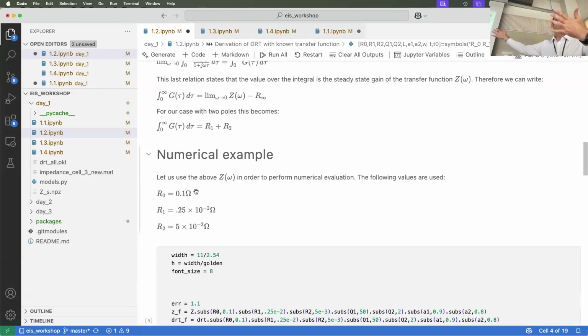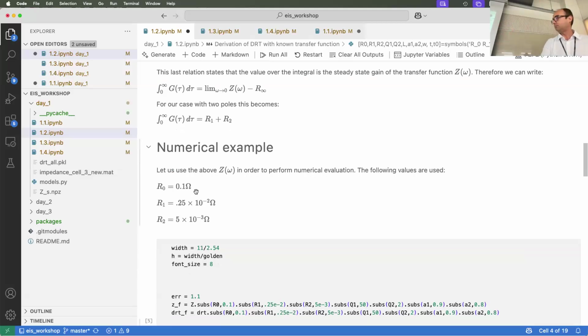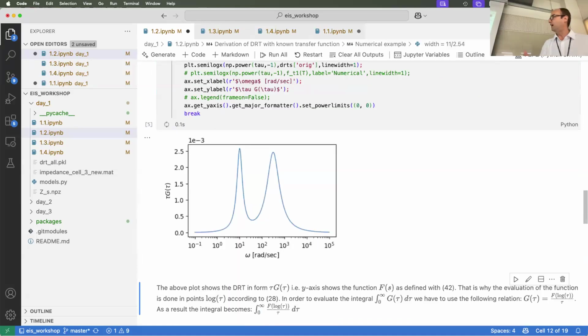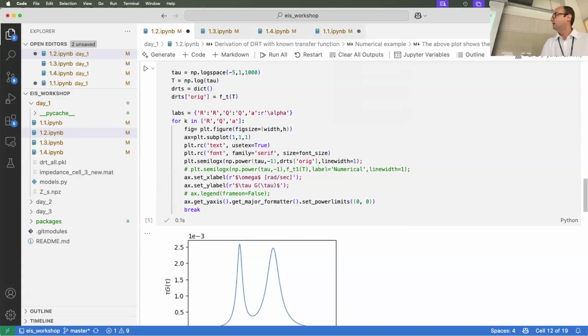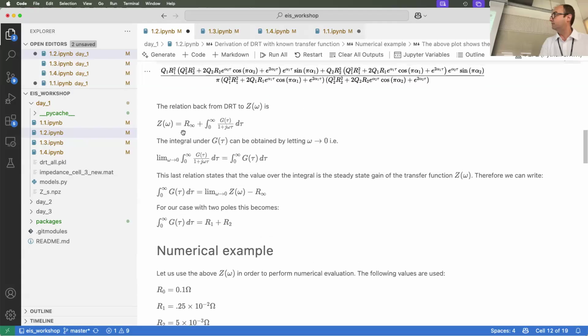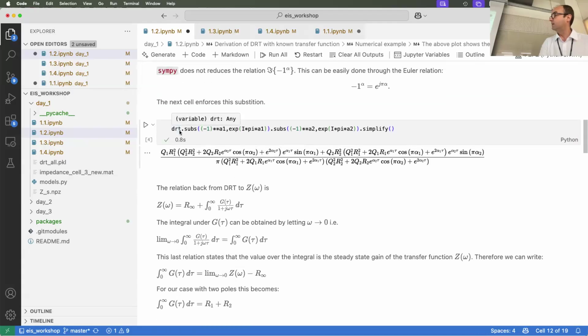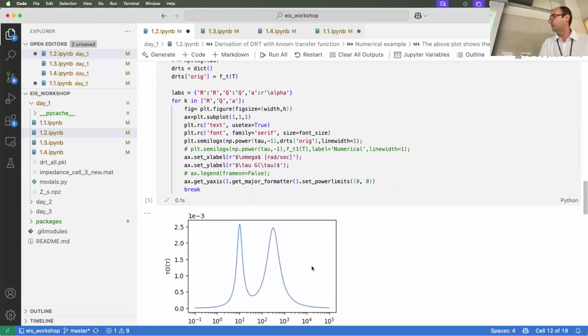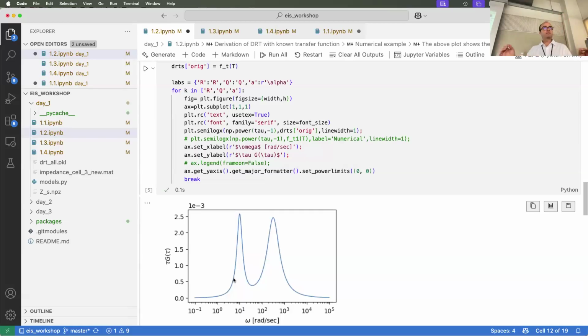I put some random values just for the sake of the demo, and let's see what will happen. So if I plot, I'm going to explain what is happening here. I take the DRT function that I calculated here, and I put those values inside, and I said, please plot me this DRT value. And here it is. It has two peaks because I have two RQ elements on the same frequency where they should be. Everything is as it should be.